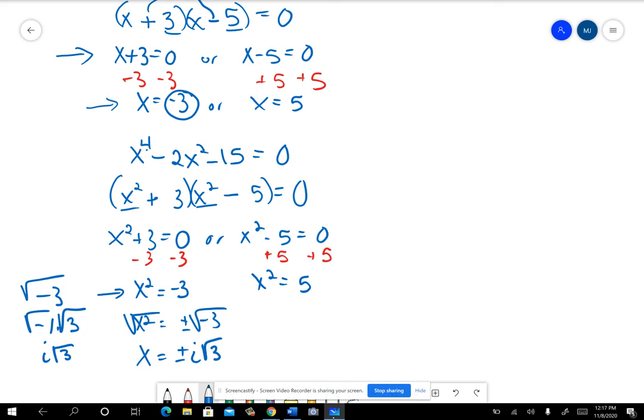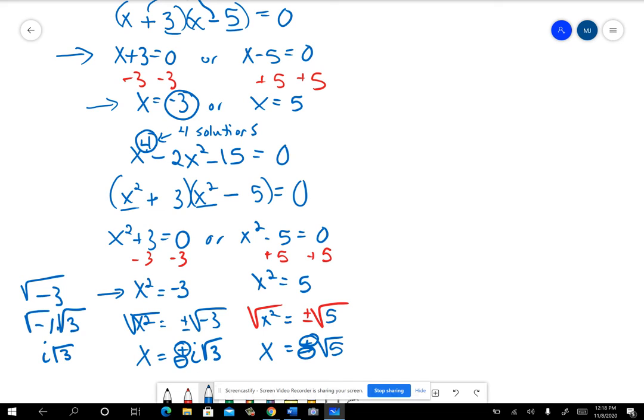Okay, so we would do the same thing over here. We'd come in and square root both sides, making sure we did both the positive and the negative square root of 5. Okay, so that would give us x equals positive or negative. This one doesn't turn out to be imaginary. This one just turns out to be square root of 5, positive or negative. Okay, so you know how this had a degree of 4? That meant there were going to be 4 solutions. Here they are: i square root of 3, negative i square root of 3, square root of 5, and negative square root of 5. Okay?